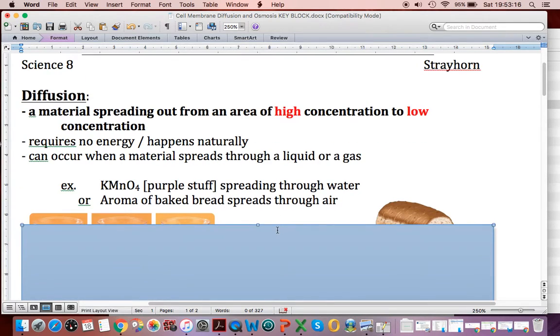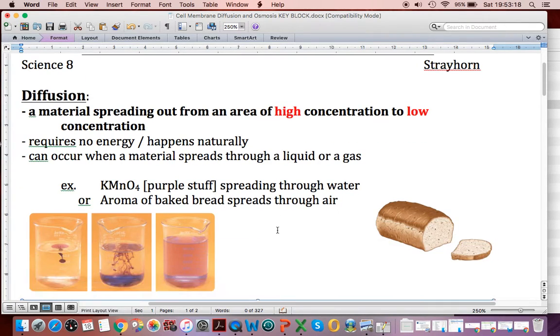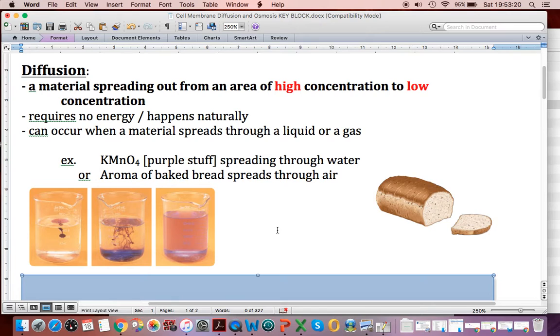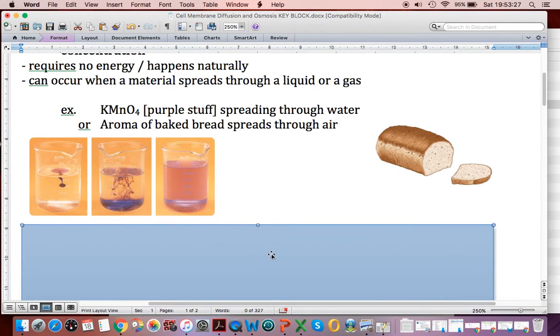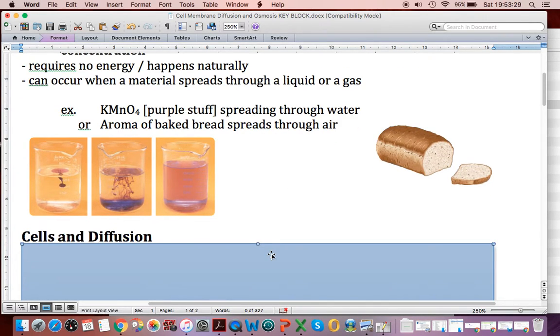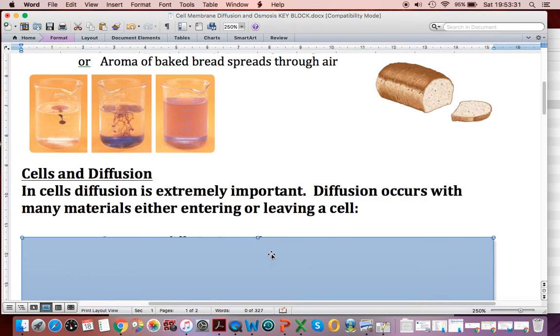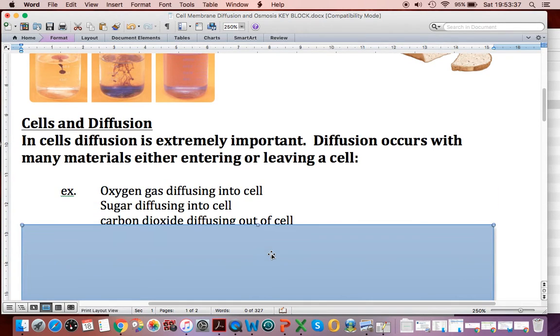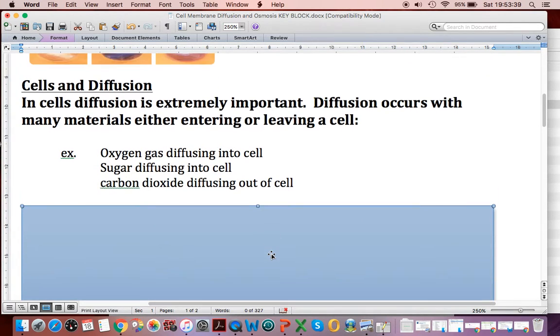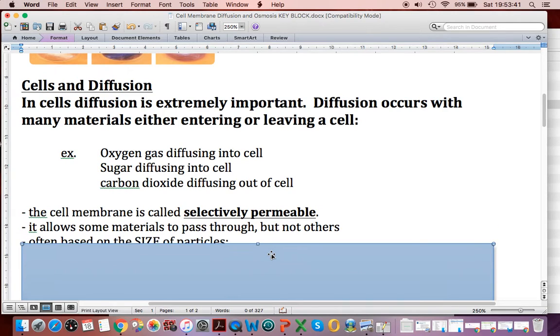We have examples of diffusion happening that you may have encountered. You might remember the purple stuff, and that's demonstrated in the video. The nice smell of baked bread, that's an example of diffusion of material through air. So here it reminds us that diffusion is incredibly important to a cell. It allows things to go in and out without having to spend energy.